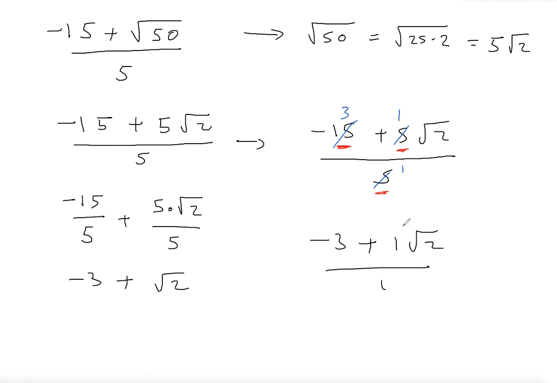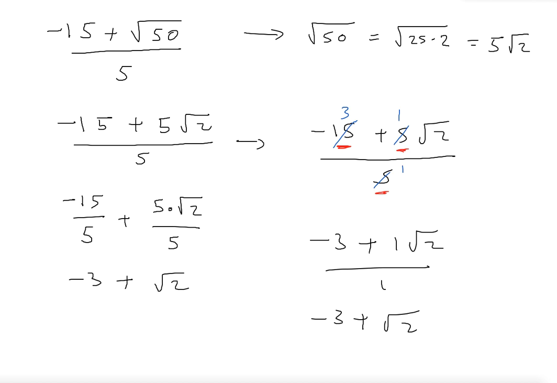But again, we don't write those ones at all. So this would just be negative 3 plus root 2, because those happen to be ones. If these were other numbers, 2s and 5s or whatever, they would stick around. So this is how I like to think of that, rather than doing all this, but this is the how come that works.